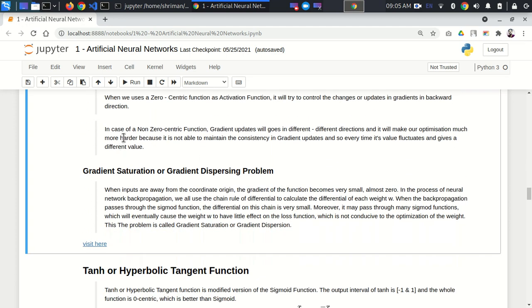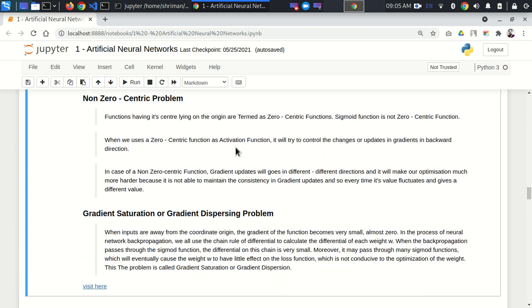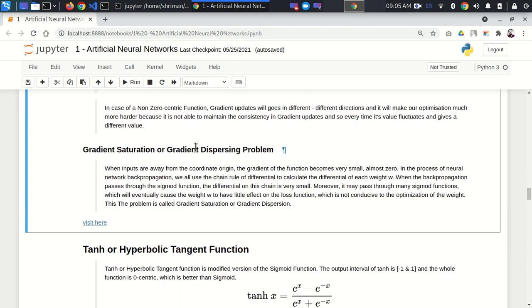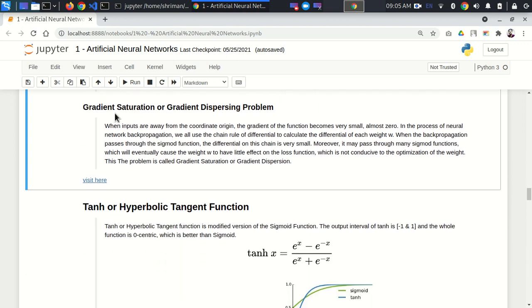In the case of a non-zero centric function, gradient updates will go in different directions, and it will make our optimization much harder because it is not able to maintain consistency in gradient updates, so every time its value fluctuates and gives a different value. So that's why, guys, we are always supposed to pick and choose an activation function which is zero centric, right? Zero centered.